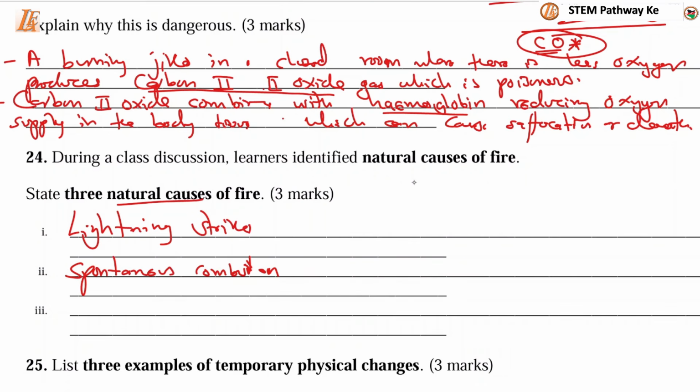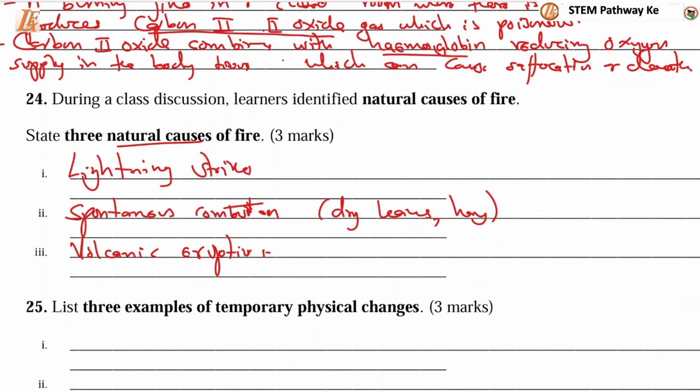And in this case, spontaneous combustion can be of either dry leaves or hay. It can just burn naturally when it's too hot. And then sometimes we can have what we call volcanic eruptions. Volcanic eruptions.